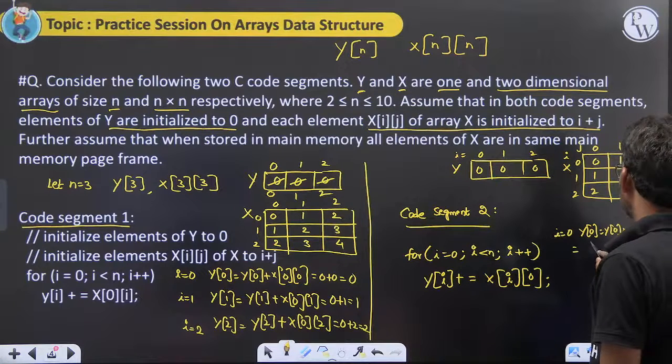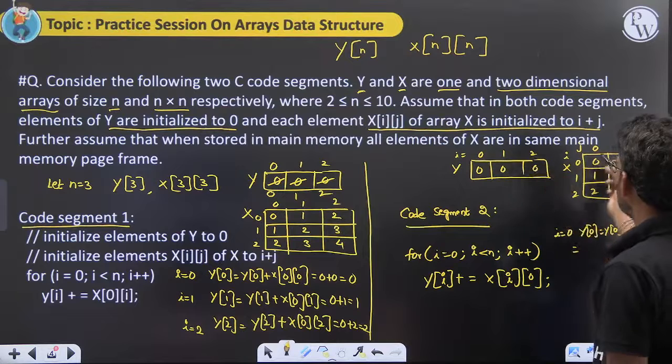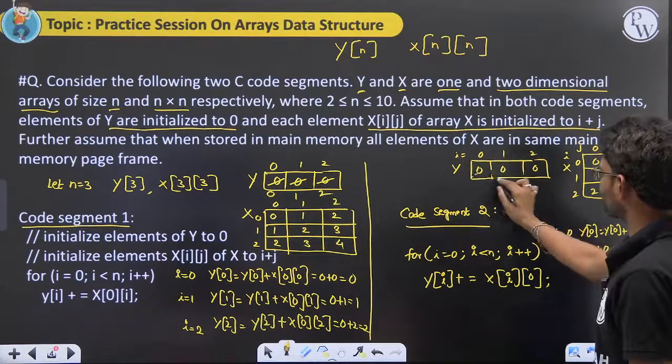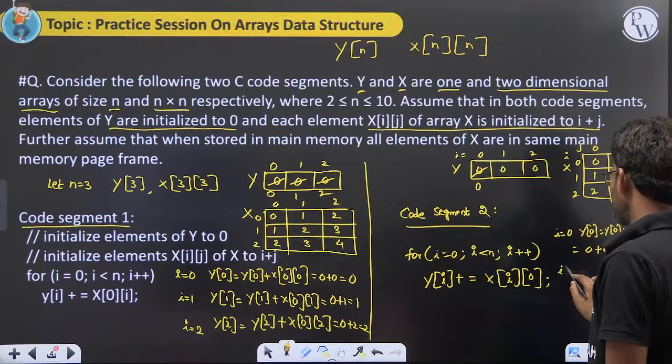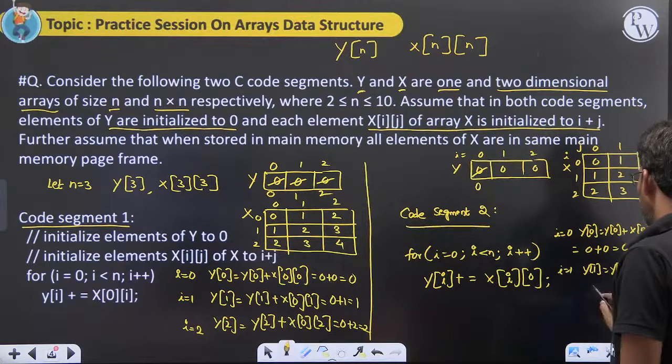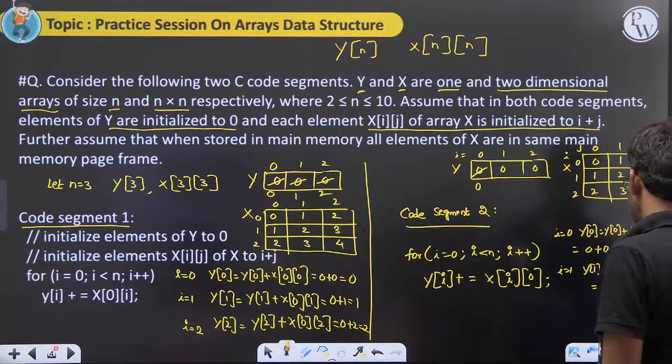That is, y of 0 is 0, x of 0, 0 is also 0, that is 0 plus 0, 0. When i is equal to 1, y of 1 is equal to y of 1 plus x of 1, 0. What is x of 1, 0? It is 1. So, it is 0 plus 1, 1.